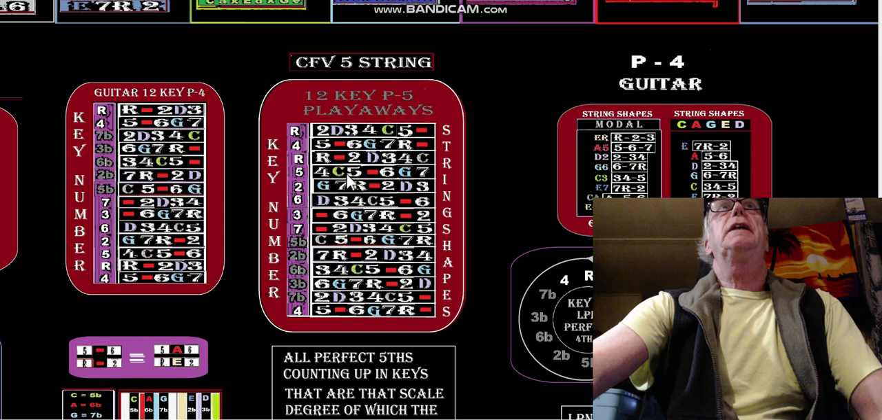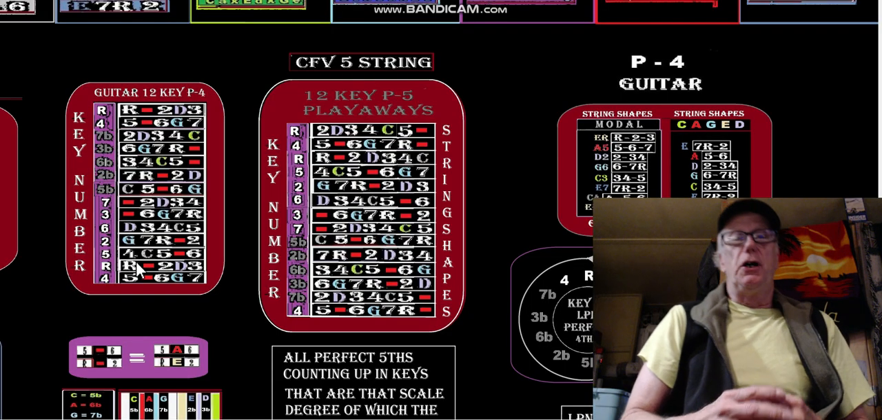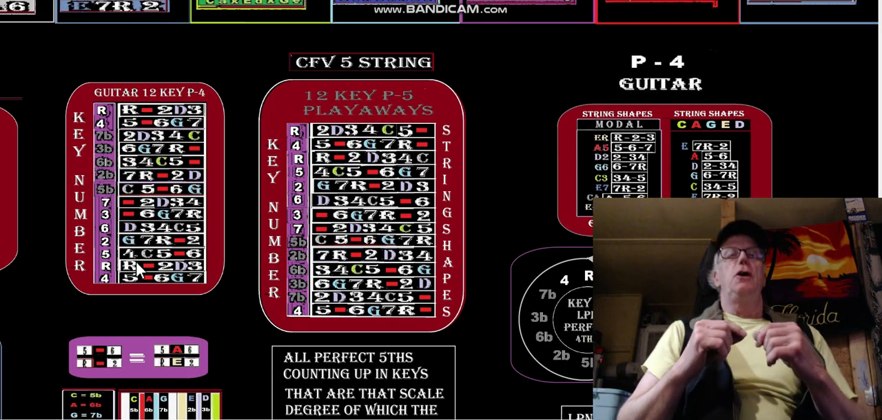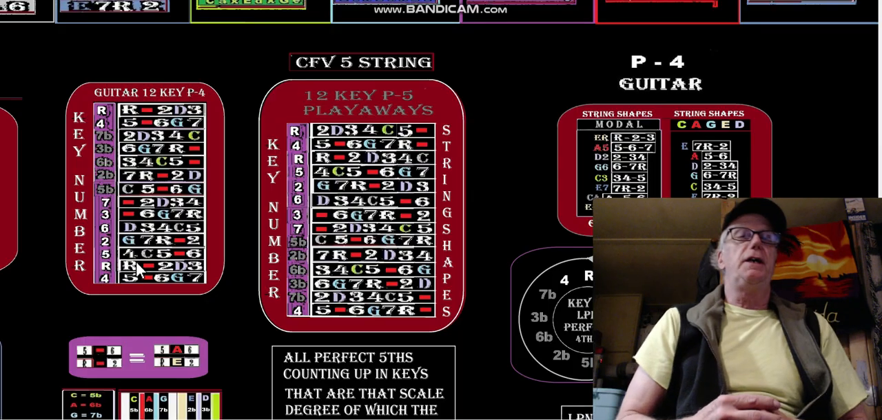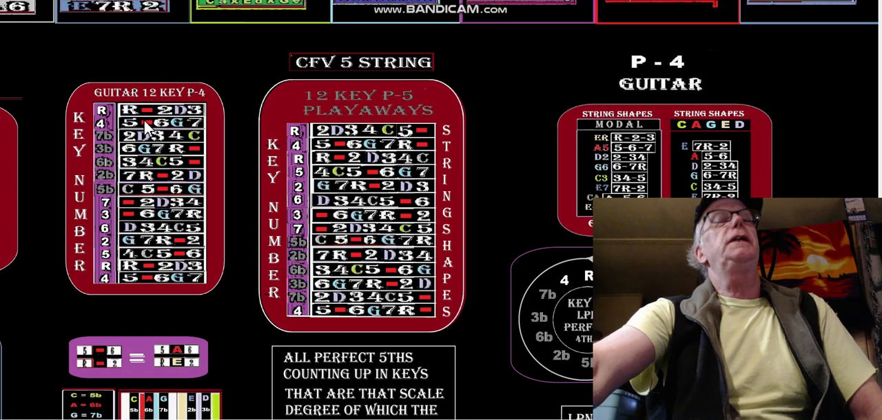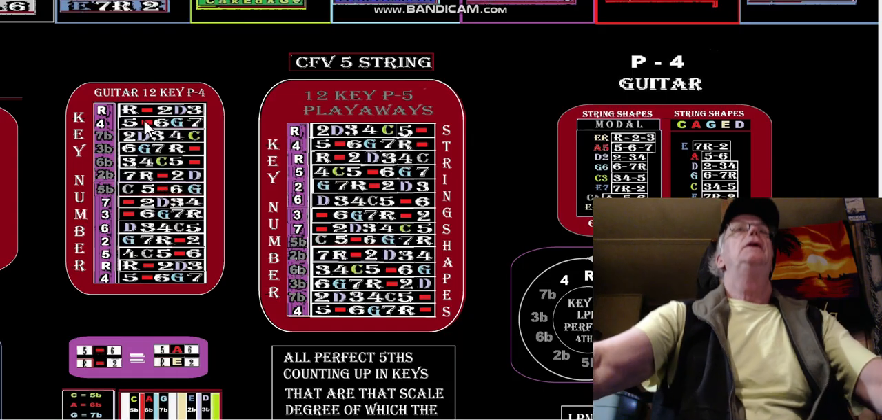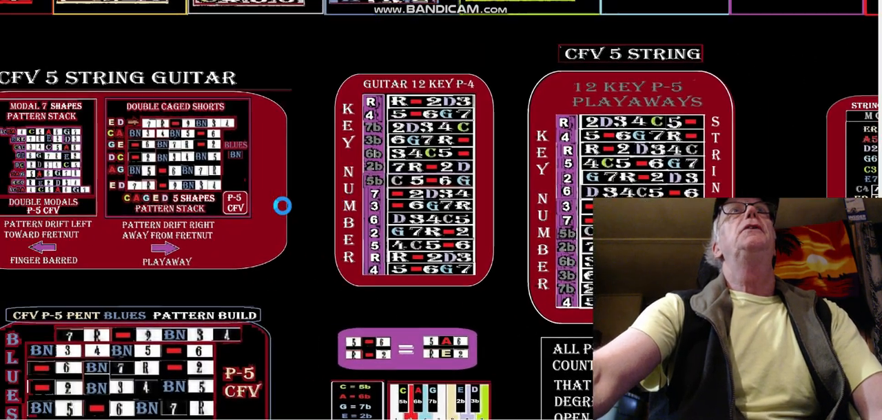So I wanted you to get used to the fact that the long patterns in guitar move away from the fret nut. The finger barred patterns move towards the fret nut, and this one, the 12 key, just goes straight up. Notice it doesn't have any drift associated with it, such as this.